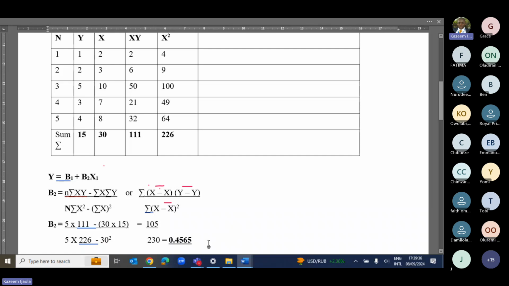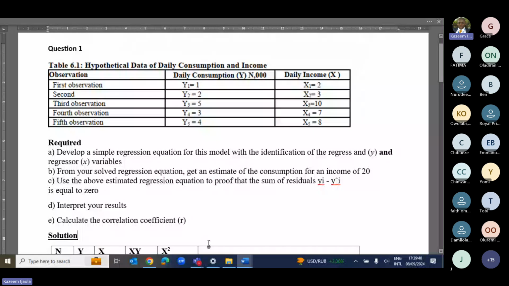You normally use 5 decimal places, so let's use 5 decimal places too. This is what I am solving, a part of the question. A, develop a regression model. So now we've gotten B2.